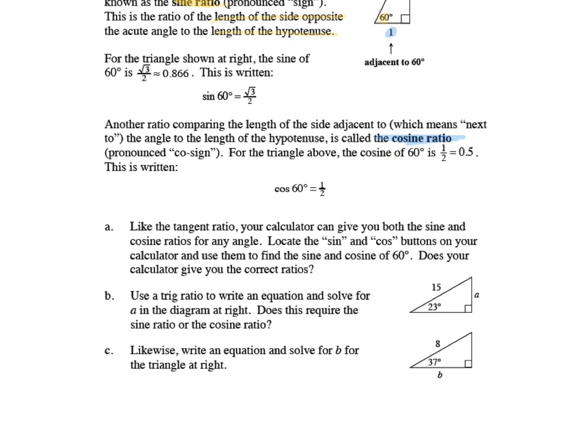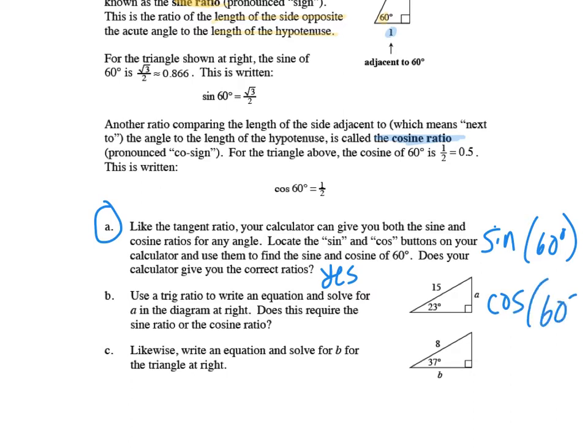Part A on this problem says, like the tangent ratio, your calculator can give you both the sine and the cosine ratios for any angle. And so that's a very convenient thing. It says, locate the sine and cosine buttons on your calculator and use them to find the sine and cosine of 60 degrees. Does your calculator give you the correct ratios? Yes, it should. Just like we did with tangent, if you typed in your calculator sine of 60 degrees and cosine of 60 degrees, we would get the same answers that we had in the previous problem.